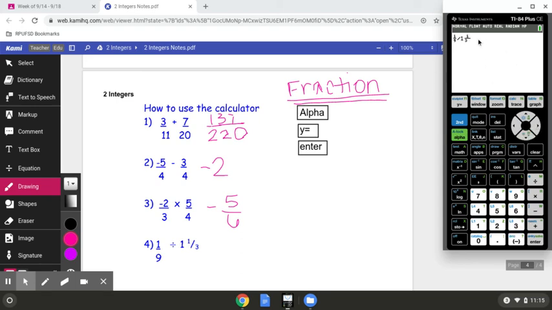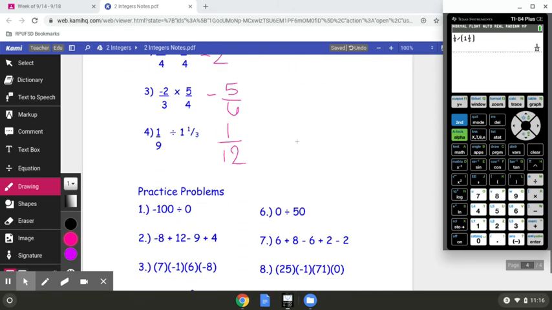And again, follow my keystrokes as I just did that. You can see where I'm clicking. And we get 1 over 12. Okay, so this is practice with fractions in our calculator. Please try this. Don't just skip this section.